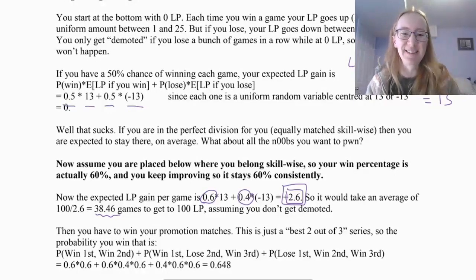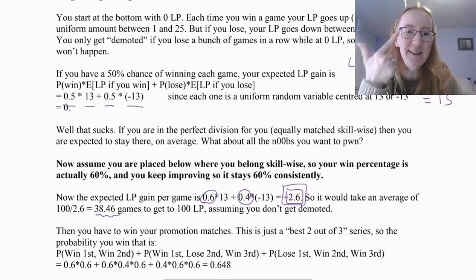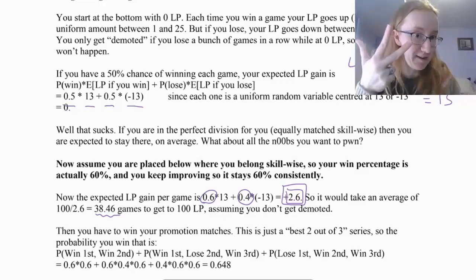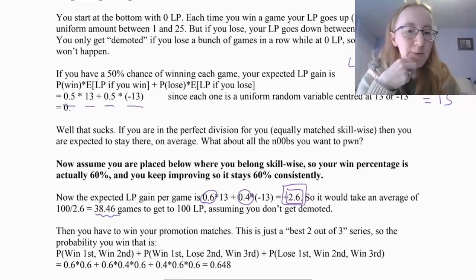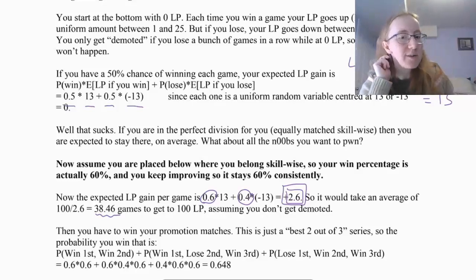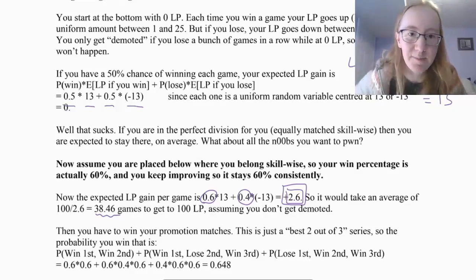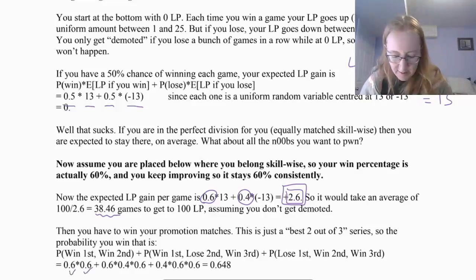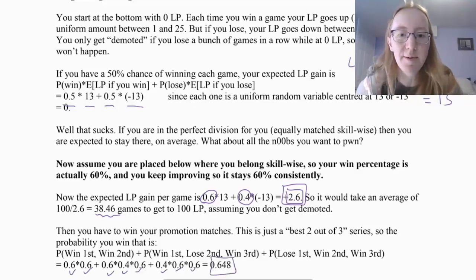If we want to win the best 2 out of 3, the only way to do that is to either win and then win, cool, or win, lose, win, cool, or lose, win, win, also cool. Any of those possibilities, and there's no other way to win a best 2 out of 3. So to do that, we've assumed here again that your promotion matches are still the same probability of winning, which is 60%. So we have win, win, win, lose, win, lose, win, win. We add those all together, we get 0.648.